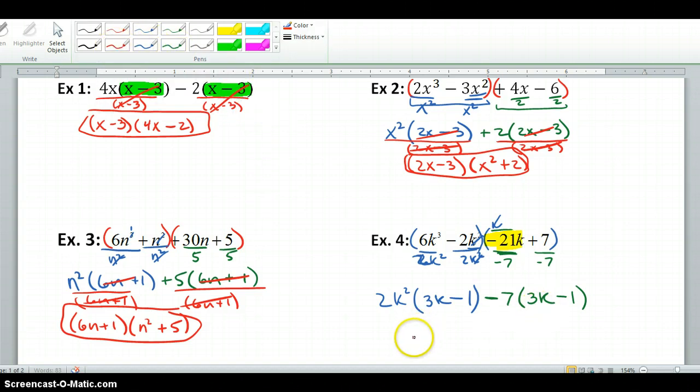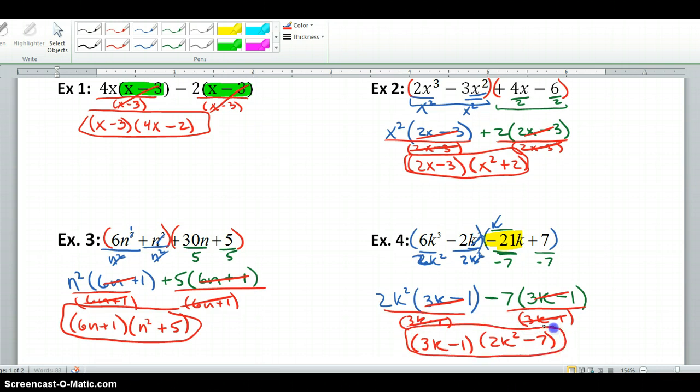Well, now we have that common binomial term, so we factor it out, and when I divide each of these by 3k minus 1, the leftovers go inside. 2k squared minus 7.